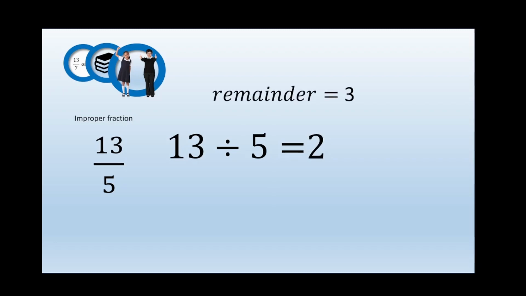Your go. 13 over 5. What do you do? Well, you divide 13 by 5, and that goes in twice. What's the remainder? Well, it's 3. Then we bring these things together. The whole number, 2. The remainder becoming the numerator of my new fraction, and I'll just keep the old denominator of 5. So 13/5 is 2 3/5.